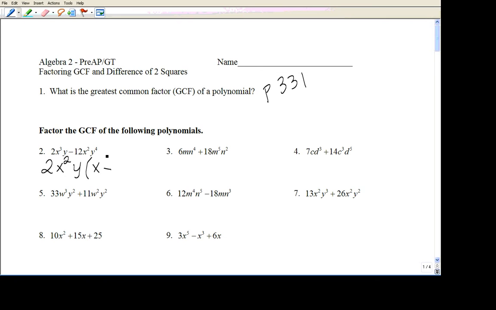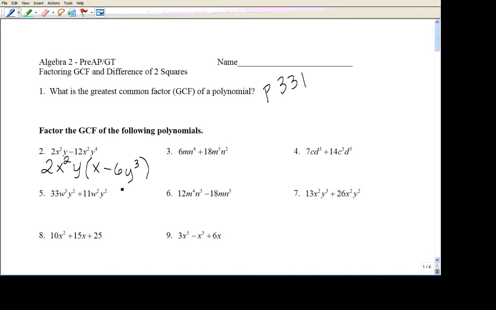12 divided by 2 is 6. We have an x squared divided by an x squared. Well, that's just 1. We've already taken out the x squared. We also have y to the fourth divided by y, so that means we have y cubed left over. And that has been factored using the GCF. Let's look at number 3.